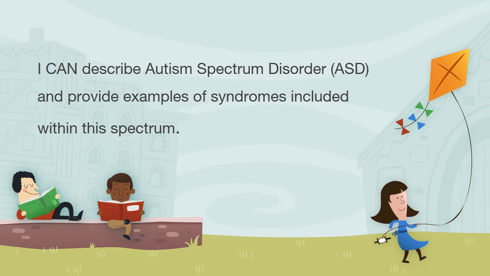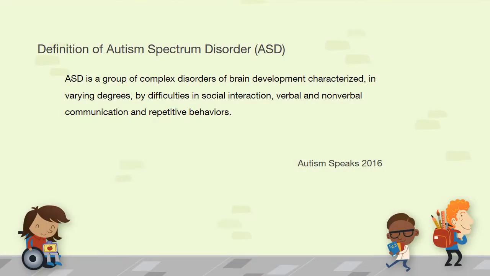As you learned from your textbook, the S in the acronym ASD is really important. When we're talking about students with autism, there's a wide spectrum that's included. Autism Speaks, which is one of the great resources for you to use, defines autism this way. ASD is a group of complex disorders of brain development characterized in varying degrees by difficulties in social interaction, verbal and nonverbal communication, and repetitive behaviors.